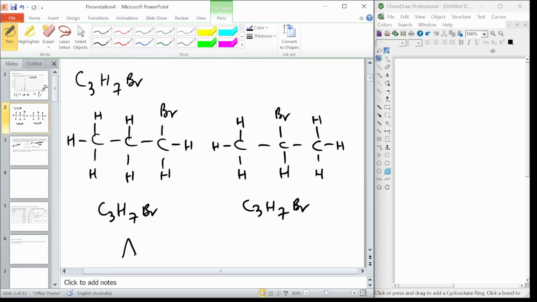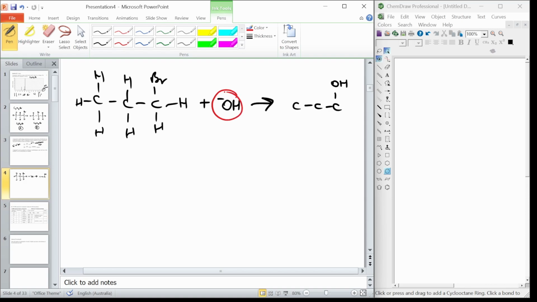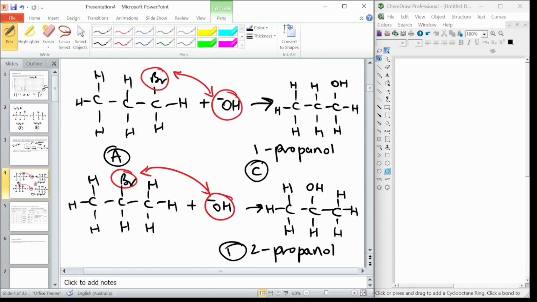Compound A is this one, and compound B is this one. So here's our compound A. It's going to undergo substitution. We're going to be switching places between these two, and so what I end up with is propanol. B also undergoes substitution reaction. B goes to D, and then it is further oxidized to a ketone. So then we're going to get structure D.